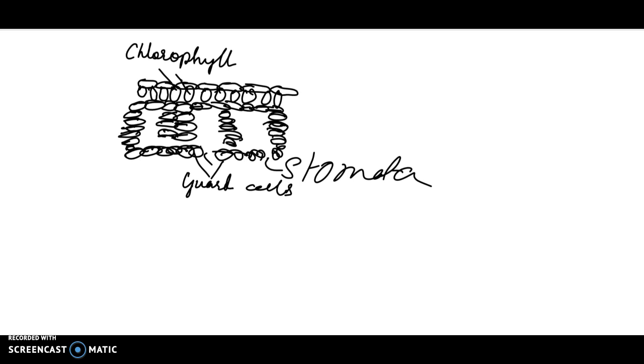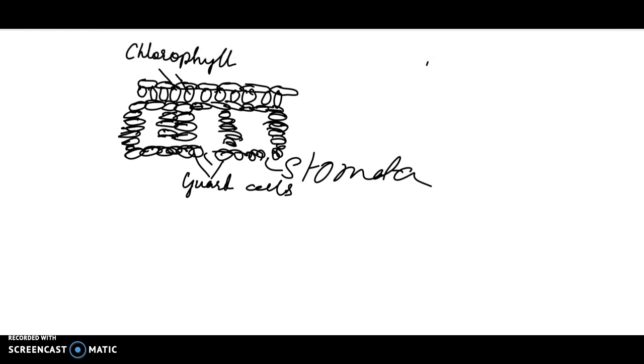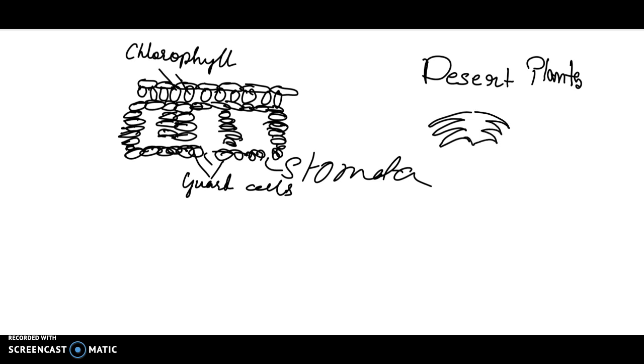Now we have learned a lot about plants, but we need to learn about more plants, like desert plants. Desert plants do not have leaves, like cactus, or maybe their leaves are very thin, like a palm tree. A palm tree's leaves are like this, and the roots are very deep.